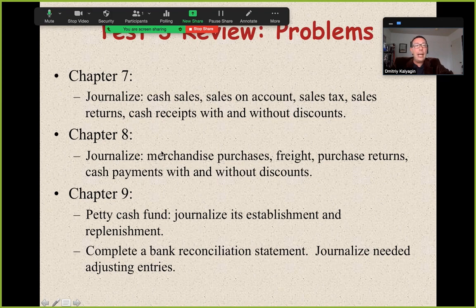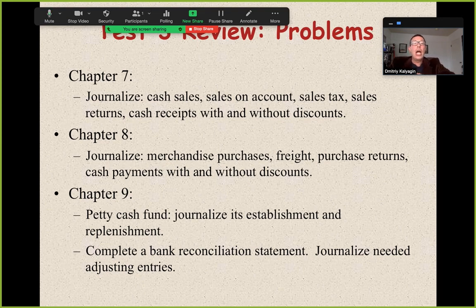For chapter 8, we talked about purchases, accounts payable, and cash payments. So we were the buyer in chapter 8. And again, you have to journalize the other side of the transactions, the mirror reflection of chapter 7. How do you journalize purchases of merchandise, paying for freight in, us making purchase returns and getting purchase allowances, and us making cash payments with or without purchase discounts?